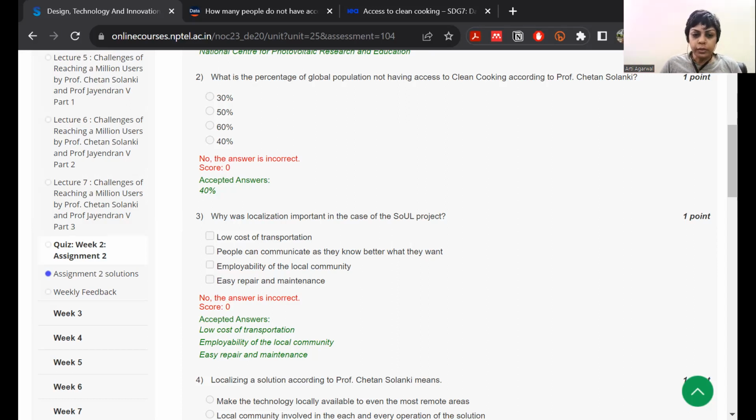And there are multiple options. First is low cost of transportation. Second is people can communicate as they know better what they want. Third is employability of the local community. Fourth is easy repair and maintenance.